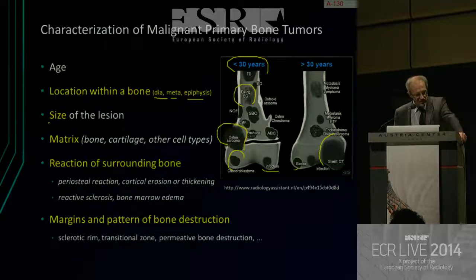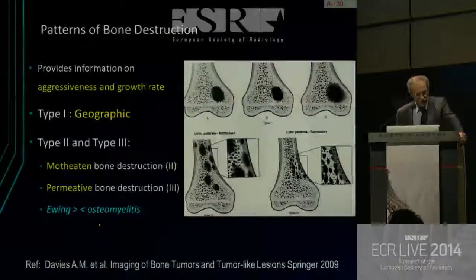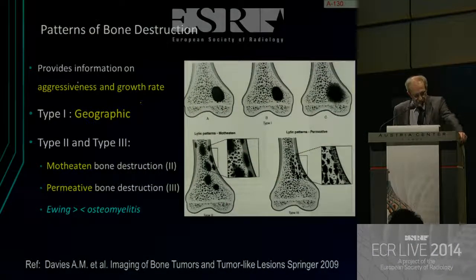You also have to look at the size. You have to determine the matrix, look at the reaction of the surrounding bone, and look at the pattern and the margins of bone destruction. So we will first look at the pattern of bone destruction, where you can see whether the lesion is aggressive and you can get an idea on the growth rate of the lesion.